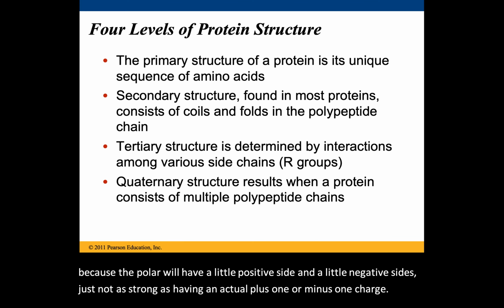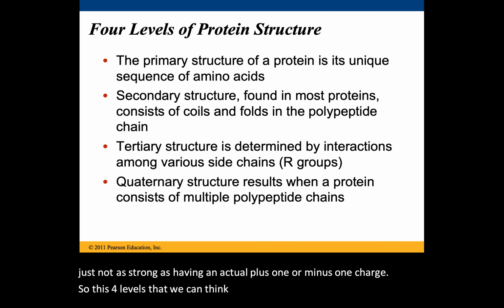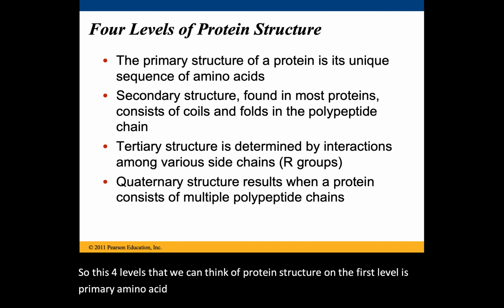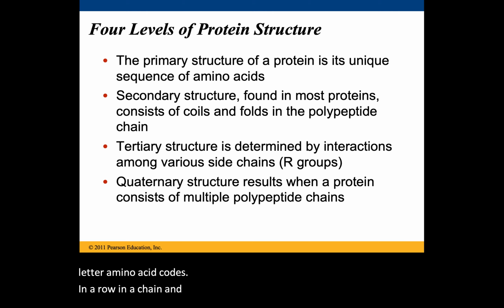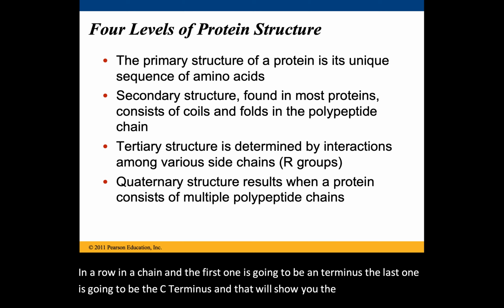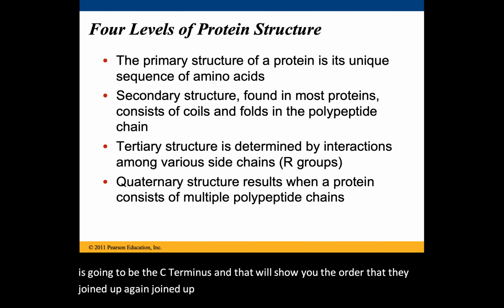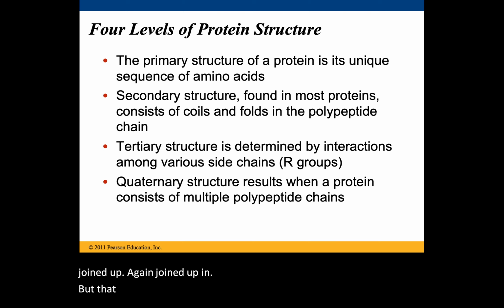Okay, so there's four levels that we can think of protein structure on. The first level is primary amino acid sequence. And so this is going to be those 20 single letter amino acid codes in a row, in a chain. The first one's going to be the N terminus, the last one's going to be the C terminus, and that'll show you the order that they're joined up in. But that doesn't tell you much.